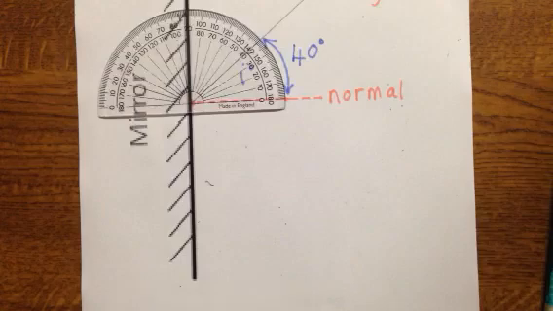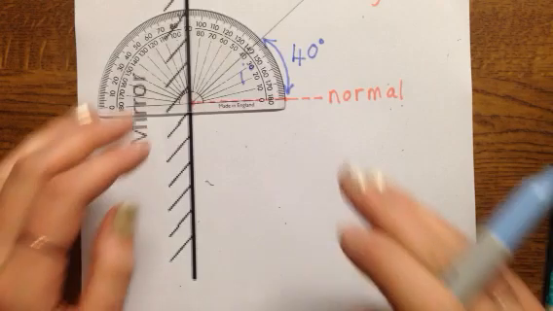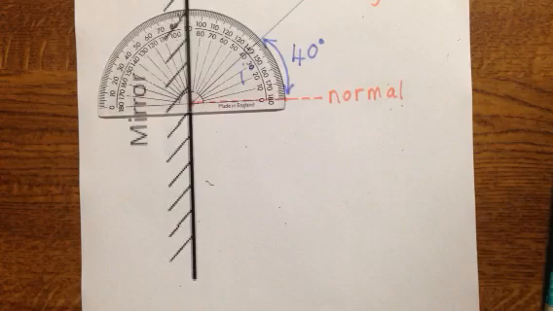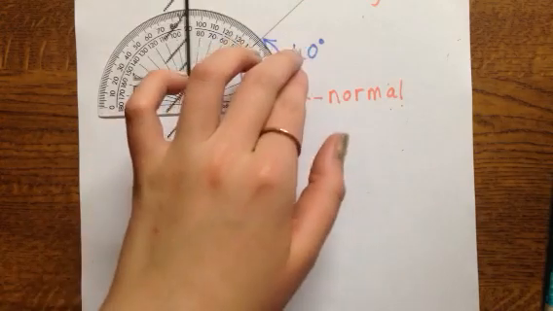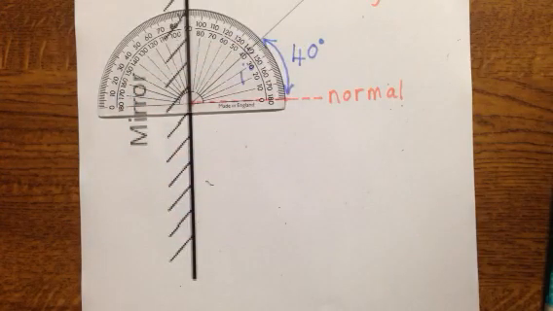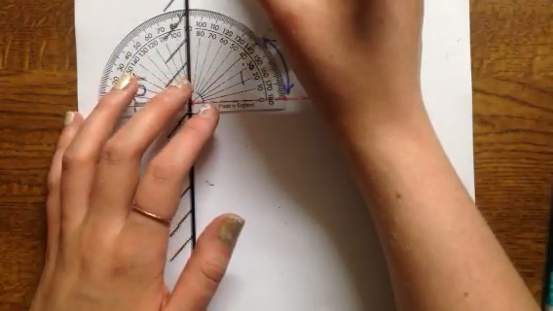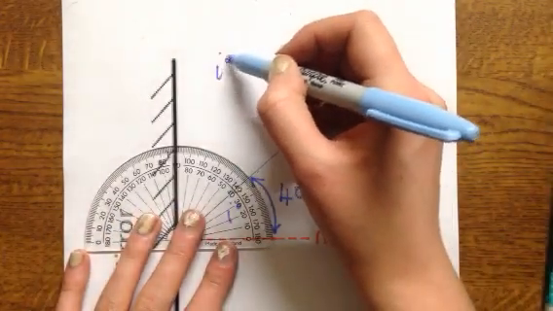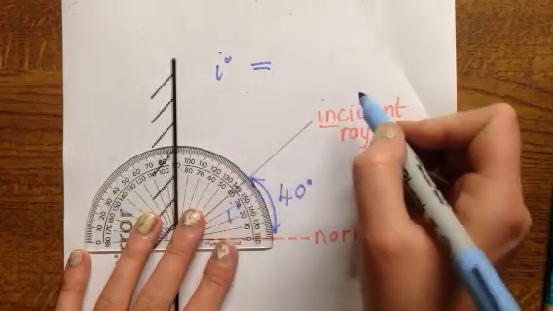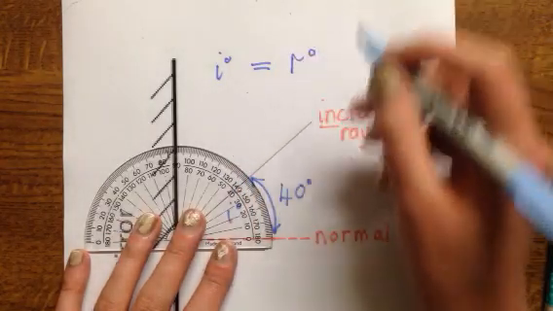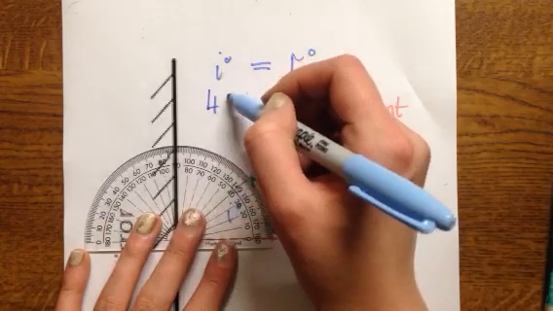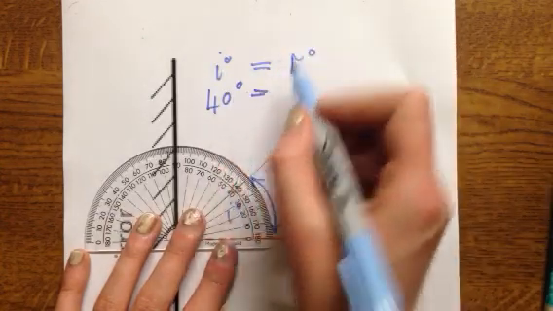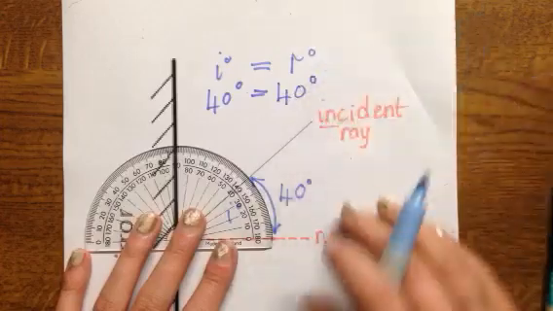Now we have our incident angle, and because we know our law of reflection, we can work out the angle of reflection from this. And the law of reflection is that the angle of incidence that we've just drawn here is always equal to the angle of reflection. So that means 40 degrees for the angle of incidence, 40 degrees for the angle of reflection. So let's flip our diagram around.